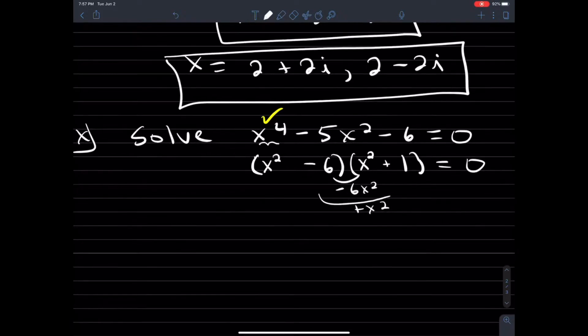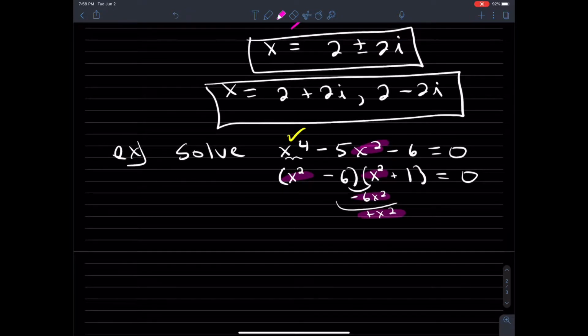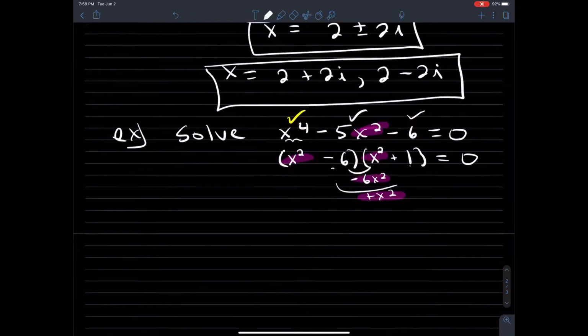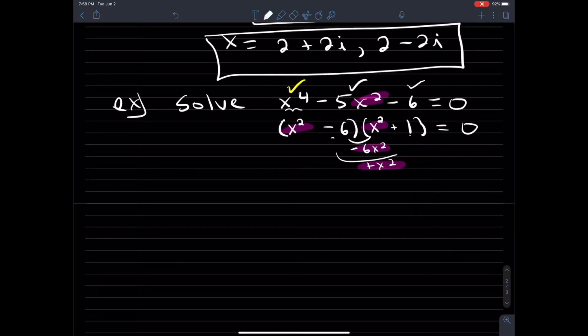Again, I also knew, because my middle term is x squared, since this is x squared, it has to add to be x squared, so these had to be x squared. They do add and subtract to be x squared. So that actually works, my middle term is negative 5x squared, and negative 6 times 1 is negative 6. Okay, but I'm not done, because I've just factored.